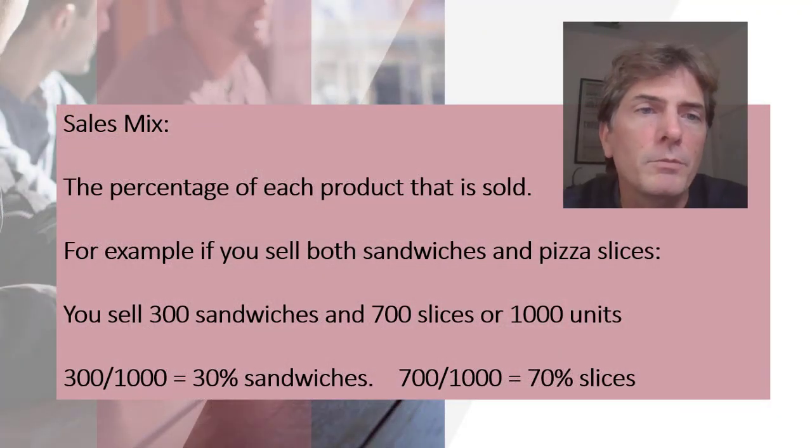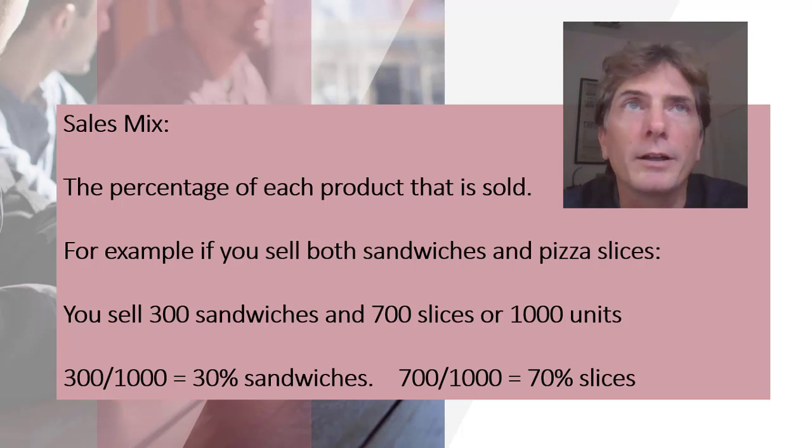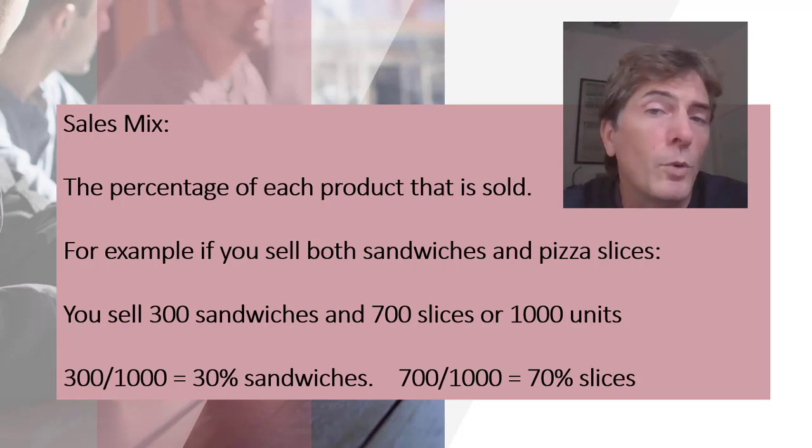As you might guess, many businesses sell more than one product. When you sell more than one product, we learn a new concept called sales mix, and this is a concept you're probably already familiar with. Basically, it's just a percentage of each product that you sell when you have more than one product.